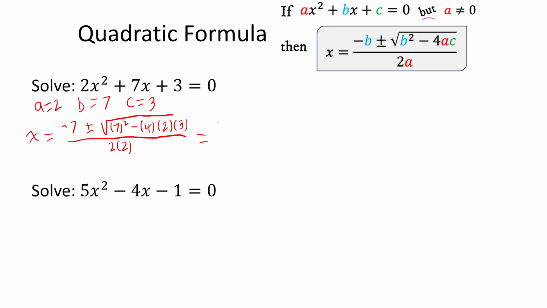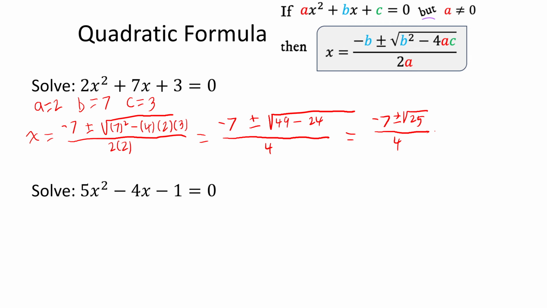And once again, we just solve. So negative 7 plus or minus the square root. 7 squared is 49 minus 4 times 2 is 8, 8 times 3 is 24, all over 4. So now this time, this isn't going to leave us with 0. It's going to be negative 7 plus or minus 49 minus 24 is 25, which we like, the reason is that's a perfect square, all over 4. So we get negative 7 plus or minus 5 all over 4.